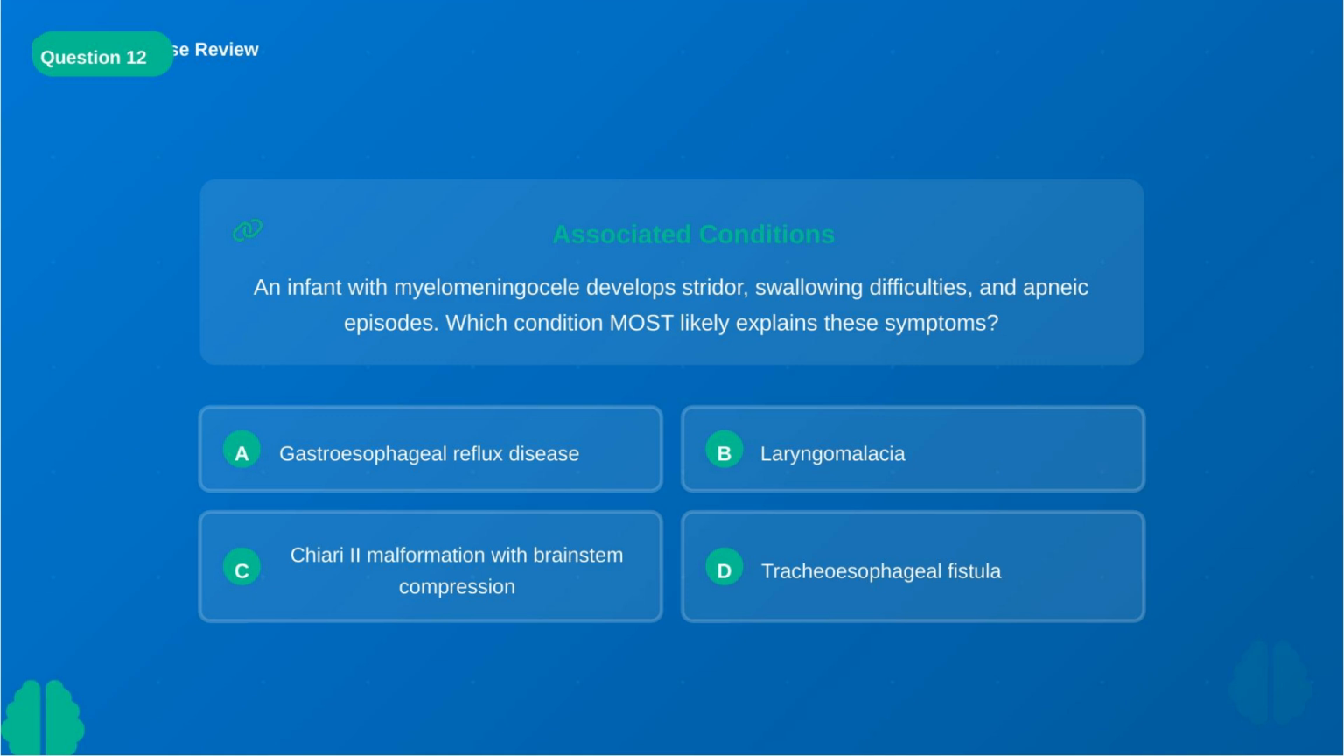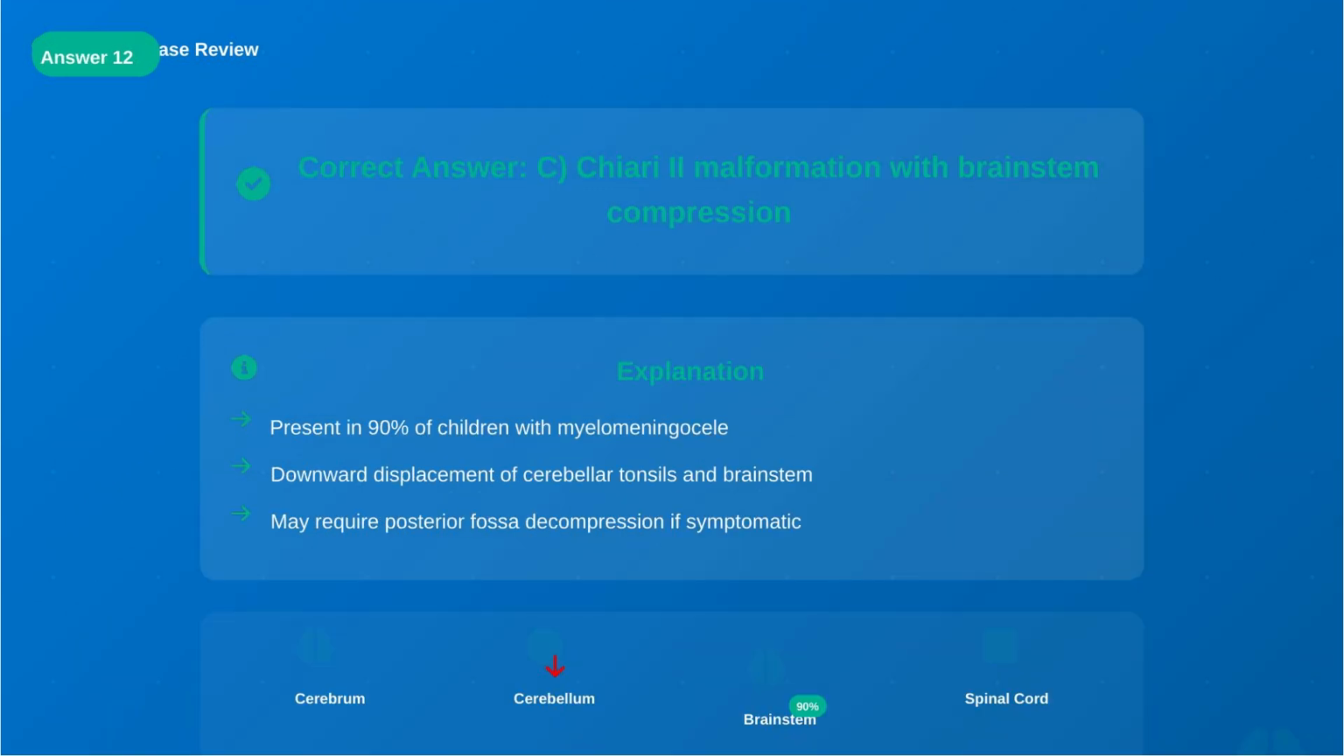Let's discuss associated conditions. An infant with myelomeningocele develops stridor, swallowing difficulties, and apneic episodes. Which condition most likely explains these symptoms? A. Gastroesophageal reflux disease. B. Laryngomalacia. C. Chiari 2 malformation with brainstem compression. Or D. Tracheoesophageal fistula. The correct answer is C. Chiari 2 malformation with brainstem compression.